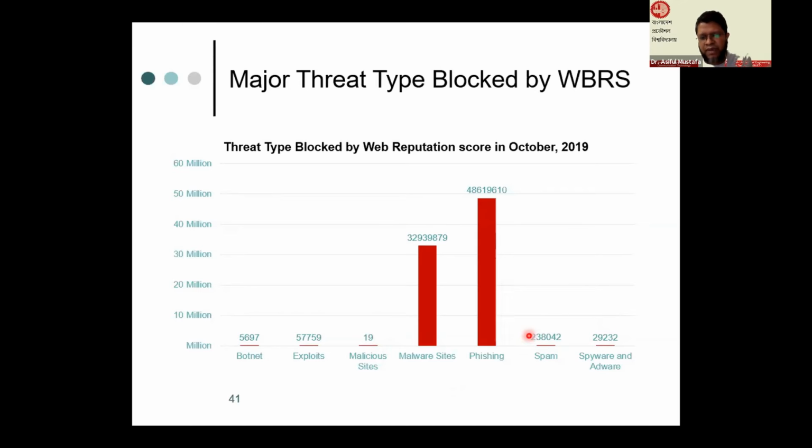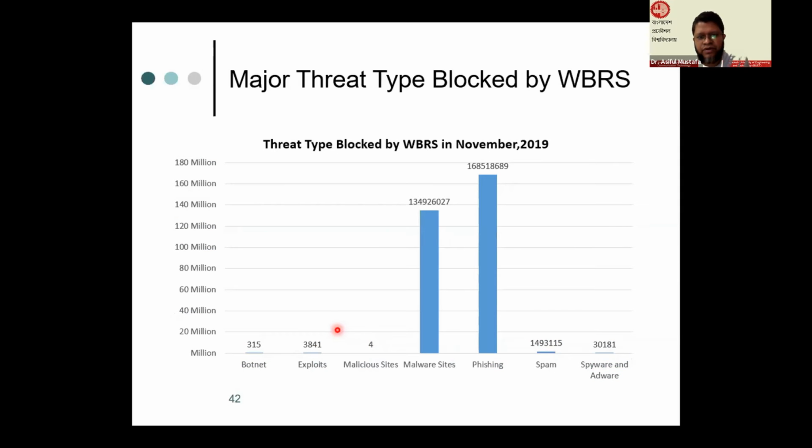There is also spam. Then there is spyware or adware, not much. And we also received some botnet attacks as well, over 5,600. So this gives us an idea what type of attack a system can get when it is exposed to the internet. If we look further at November, we see a similar trend, malware sites and phishing.